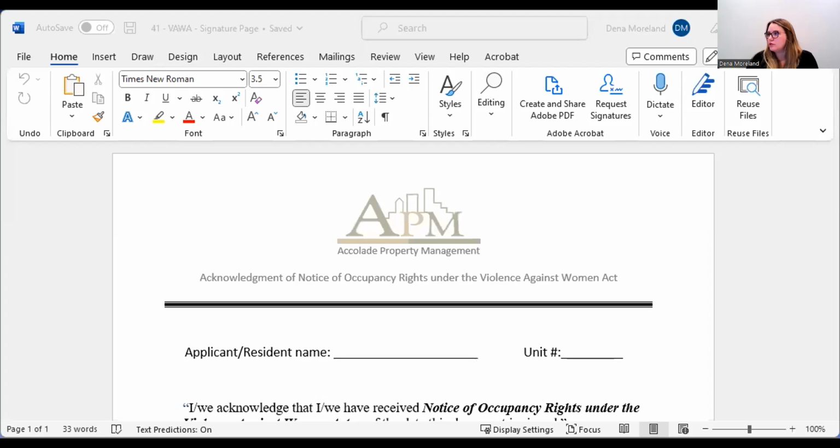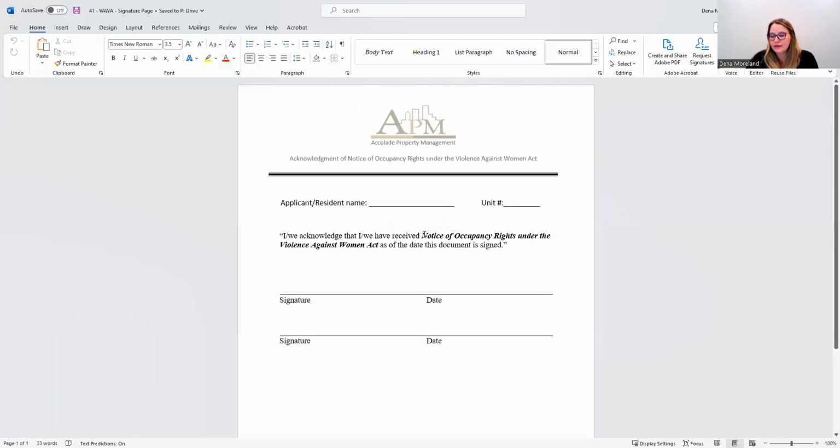And so this is a laminated sheet that you have at your office. It's on a ring and it should be posted in your office. We have to give this laminated copy to everyone that applies at our property. And you're going to follow that up with the signature acknowledgement page. And so that page looks like this. And this is number 41 in your forms folder. That's how you can find that easily.